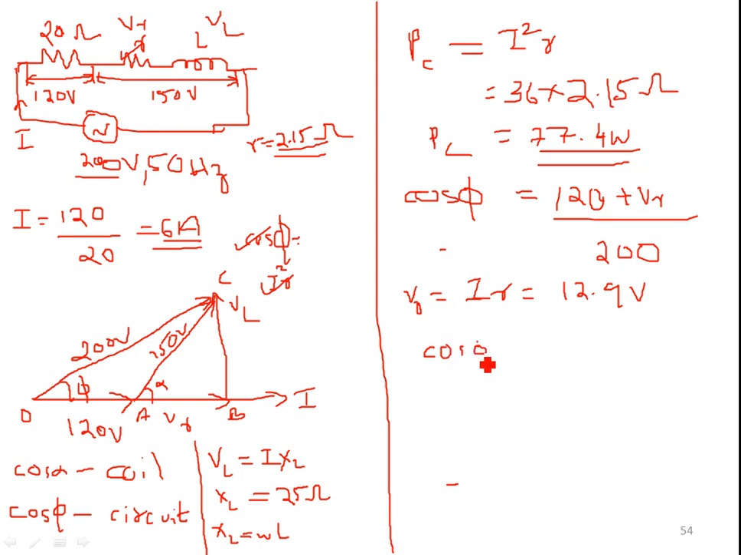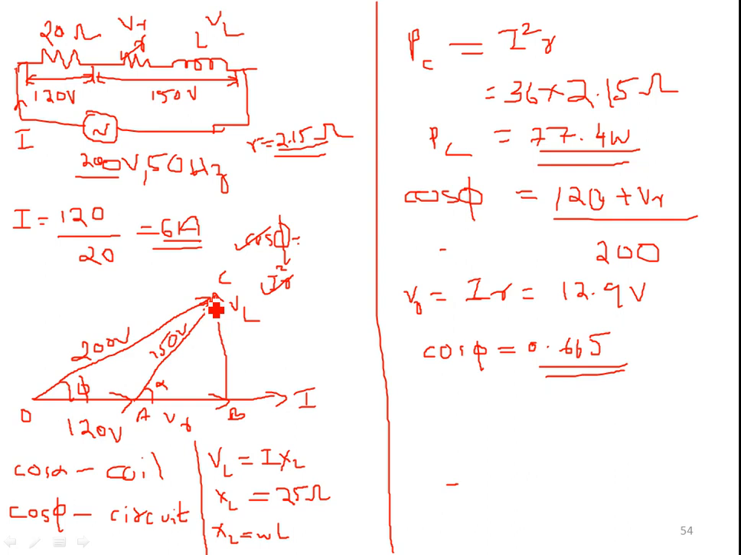Cos phi, you will get it as (120 plus 12.9) divided by 200. Okay, so we will get it around 0.665. Okay. Around 0.65. Now, how to check whether it is lagging or leading?